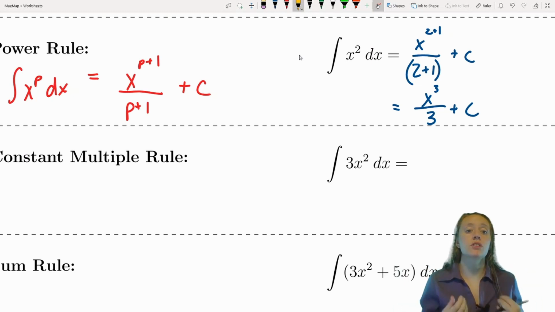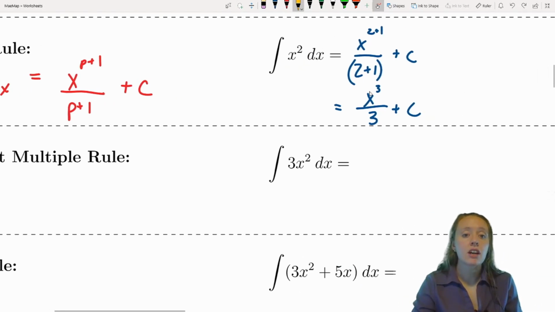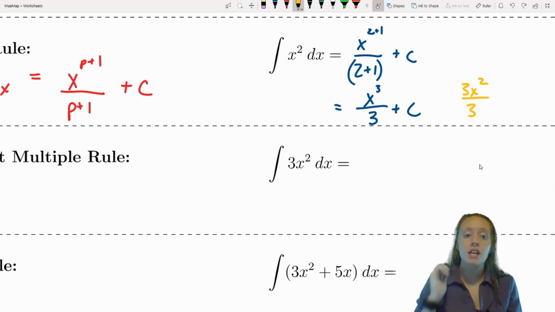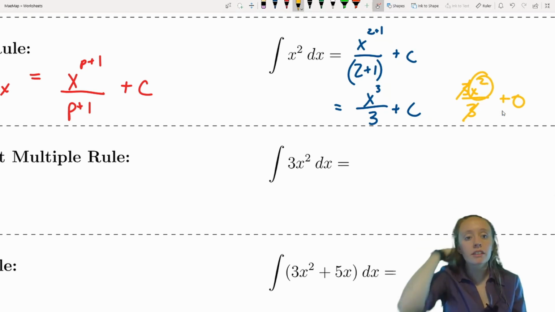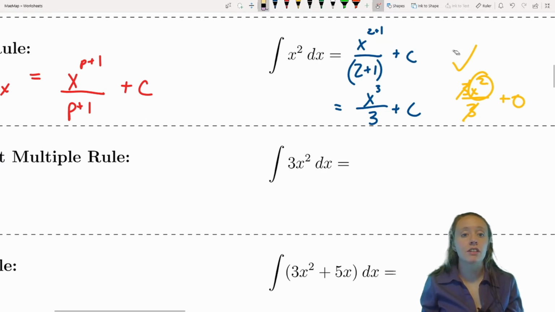Take the derivative of your solution to double check. So when we take the derivative of x cubed over 3 plus c, we should get x squared. If we do, we know that we're correct. So taking that derivative quickly, x cubed over 3 becomes 3x squared over 3, leaving that 3 where it is because that's like the constant multiple rule for differentiation, and the derivative of c is 0. Notice my 3's cancel out to leave me with x squared plus 0, x squared. There we go, this one checks out.